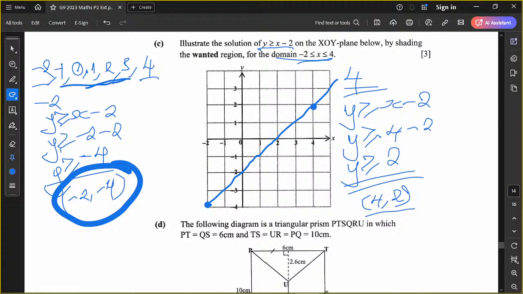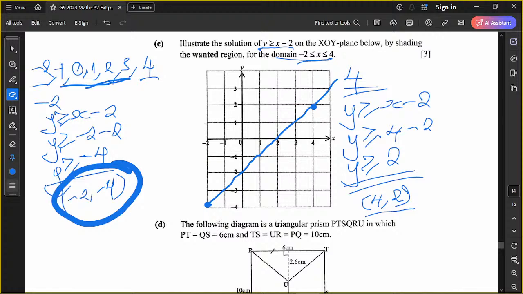Then they're saying, now illustrate the solution of y is greater or equal to x minus 2 on the x-y plane by shading the wanted region for the domain, and that's a domain negative 2 is less or equal to x, x is less or equal to 4. Okay, so now once we have done this, the next thing we're going to do is we shade the wanted region.